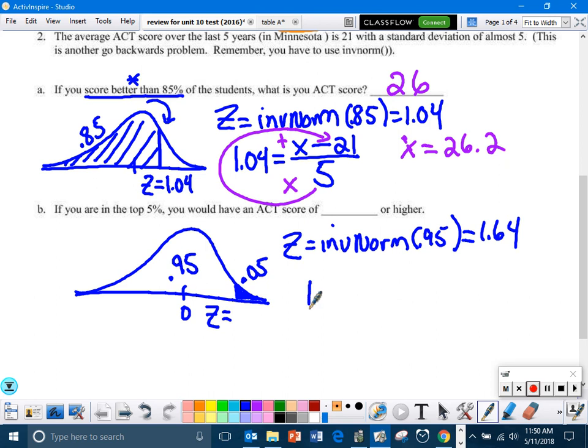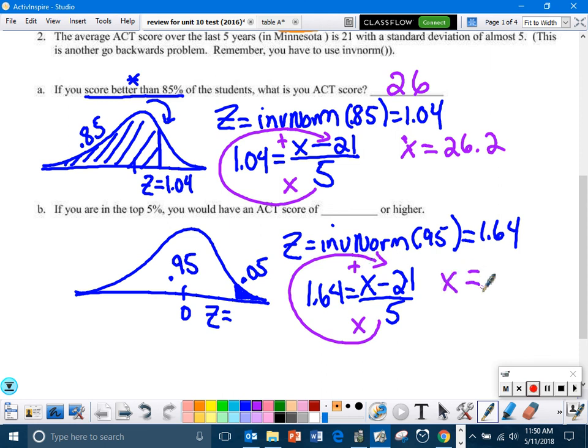All right, set it up. Solve it, and we find out that it's 29.2. Well, that would be just a 29. So if you're in the top 5% on your ACT score, you got a 29 or better. And you should be guaranteed some scholarships, because that's pretty good. All right, let's keep going.